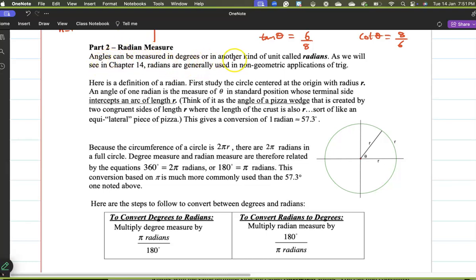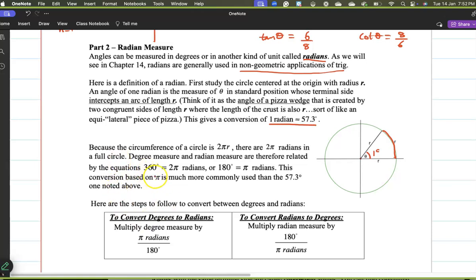Angles can be measured in degrees or in another kind of unit called radians. As we'll see in chapter 14, radians are generally used in non-geometric applications of trigo. Here's a definition: if you have a circle of radius r and you take an arc of length r, this angle is called 1 radian. So 1 radian is approximately 57.3 degrees.